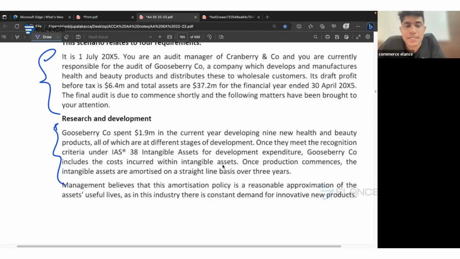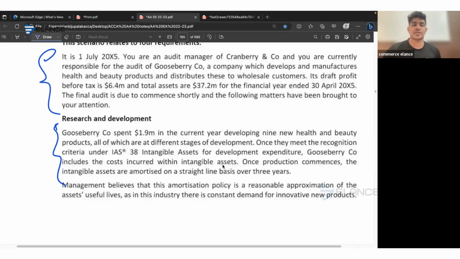Once they met the criteria under IAS 38 intangible asset for development, Gooseberry Company includes cost incurred within intangible assets. Once the production commences, intangible assets are amortized on a straight line basis over 3 years. Management believes that this amortization policy is a reasonable approximation of assets' useful life, as in this industry there is constant demand for innovative new products. This is what is explained in the scenario.